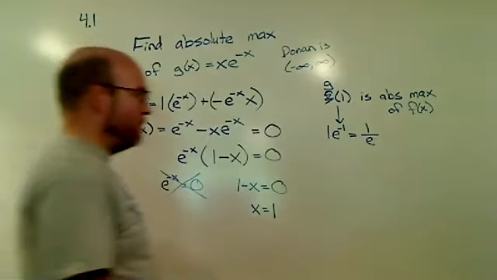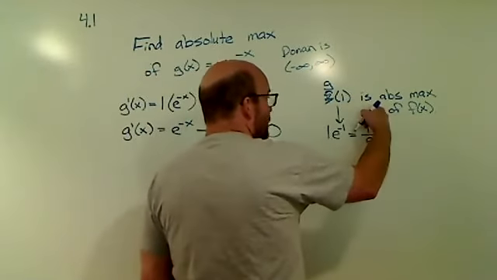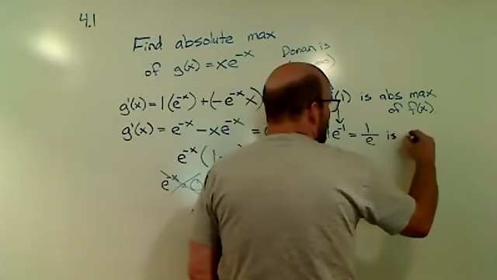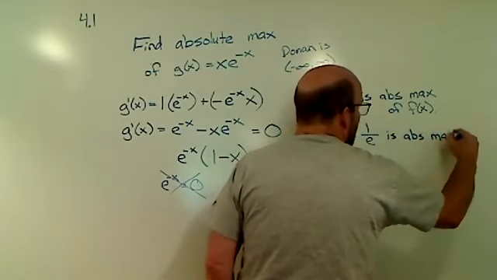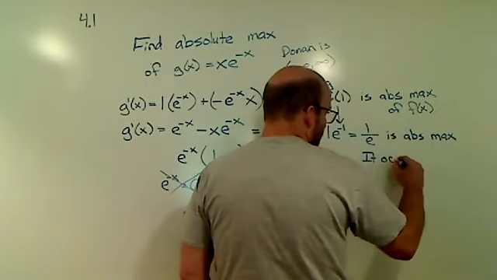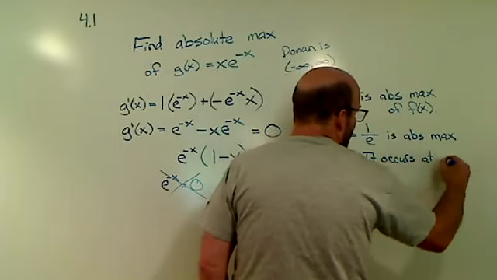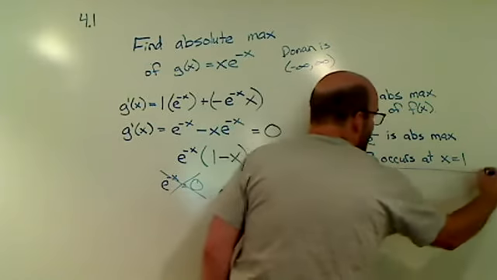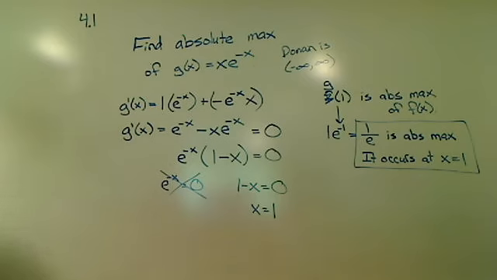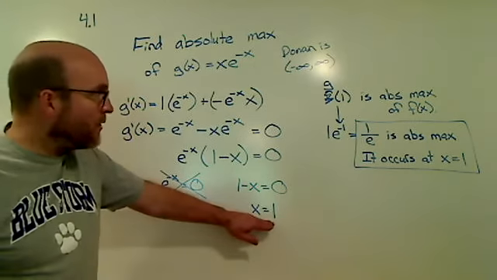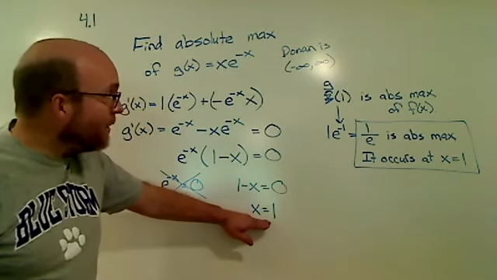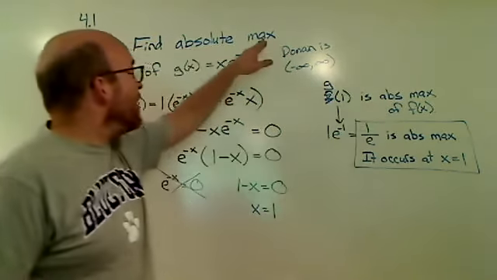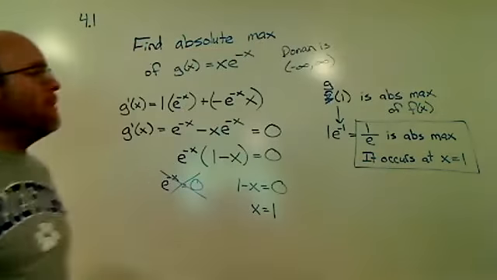Again, g of 1 is the absolute maximum, so 1 over e is the absolute maximum, and it occurs at x equals 1. That's really what we're looking at for an answer here. But let's just verify that that's the absolute maximum and not the minimum. We don't actually know whether this was a local max or min. We just knew that there was something there, so it had to be the absolute something. And we just kind of cheated, where I just stated that that's going to be the maximum.